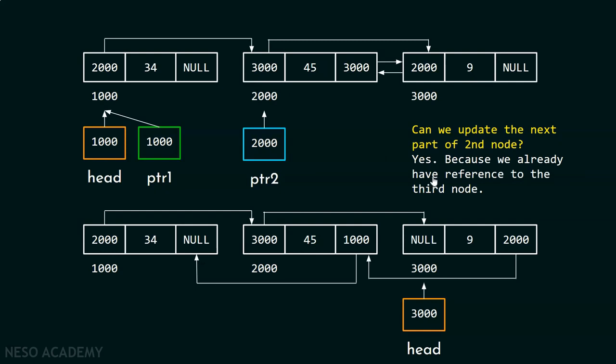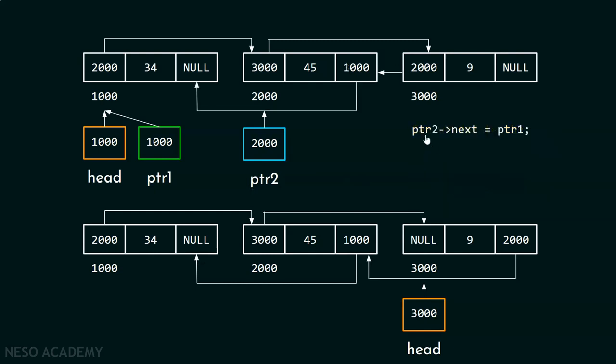Therefore, we can definitely update the next part of this node by using ptr2 because we already have the reference to the third node. Now we will use this piece of code, that is ptr2 next equal to ptr1, in order to update the next part of this node. This particular node must point to this node. That is why 1000 must be placed over here. We can do this by putting this line of code, ptr2 next equal to ptr1.